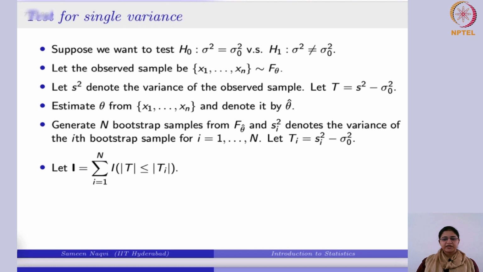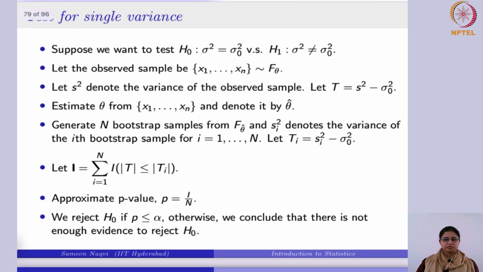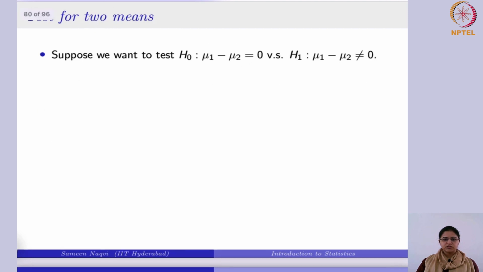Finally, you will make the comparison. You will count the number of times the bootstrap test statistic is greater than, or as extreme or more extreme than, the observed test statistic, and you will find the p-value, which is basically the proportion, and you would reject the null hypothesis. So it is again very simple and straightforward.